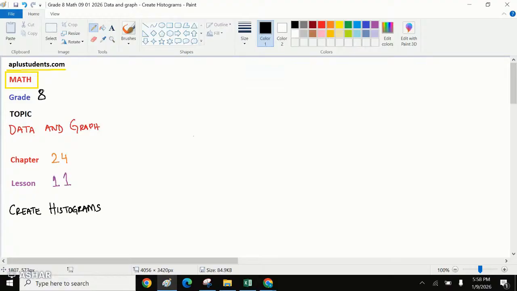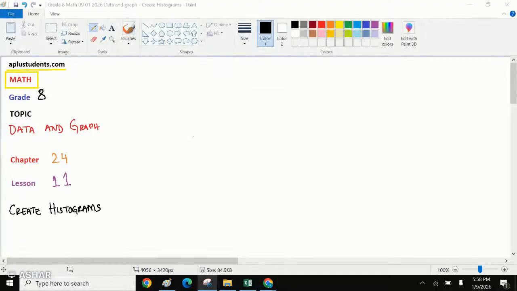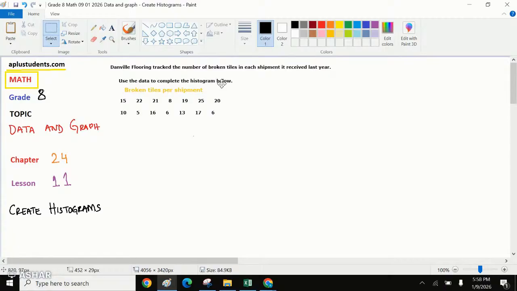Okay. So in the last class, we saw how to read a histogram. Let's see today how we can create a histogram. I'll just get the first question, then we'll see. There would be a given data, so we would use that data to create a histogram. This is the information that has been given to us. I'll just realign this so that we have enough space. Use the data to complete the histogram of broken tiles.